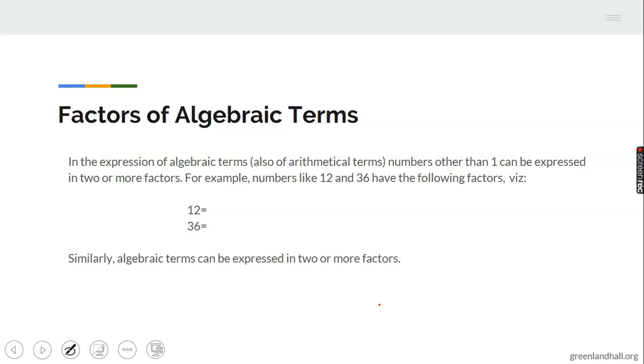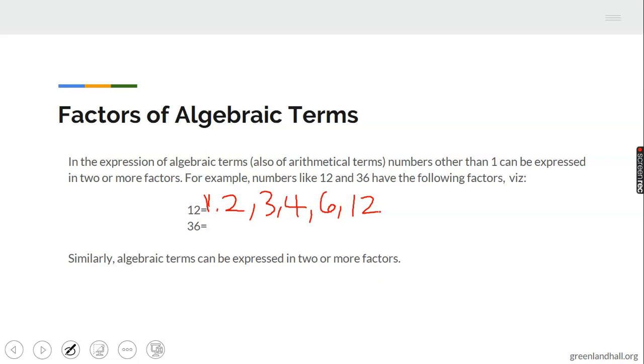I'll put them down. Factors of 12, we have 1, 2, 3, 4, 6, and 12. These are the factors of 12. That is the numbers that easily divide 12 without leaving a remainder. So those are the factors of 12.